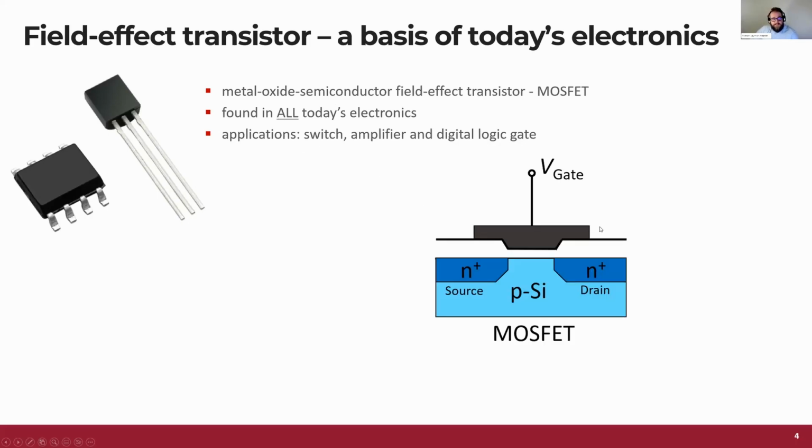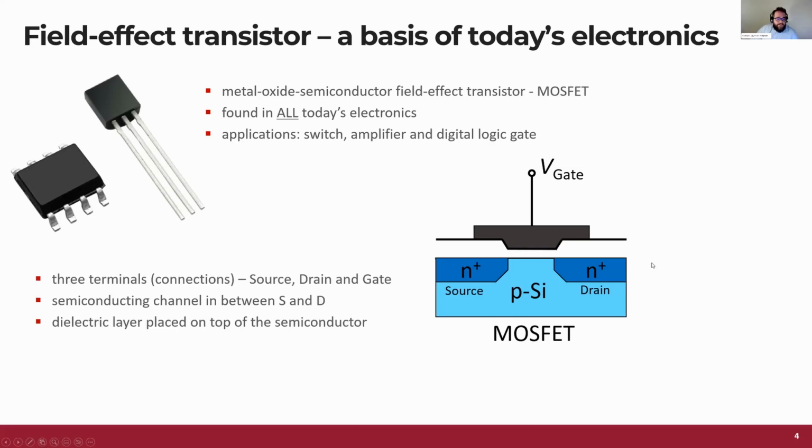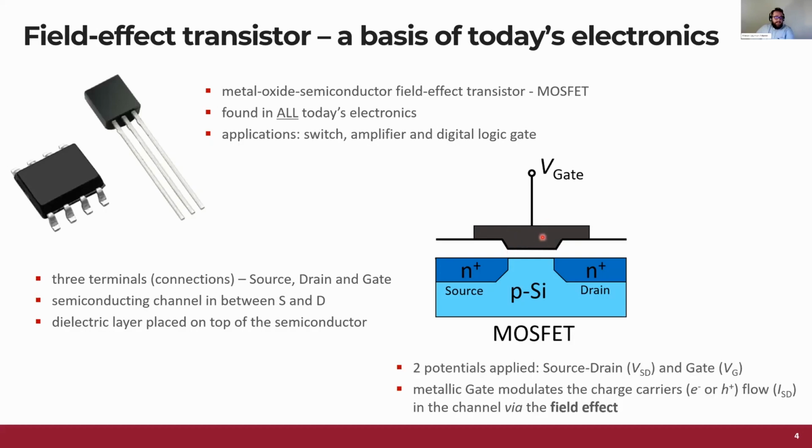Let's take a look into the structure itself. We have three terminals, connections: a source, drain, and the gate. There is a semiconducting channel in between the source and drain terminals. And on top of that, the white layer here is the dielectric layer placed on top of the semiconducting channel. On top of this dielectric, there is our gate terminal.